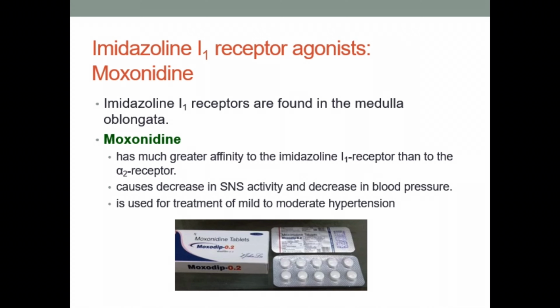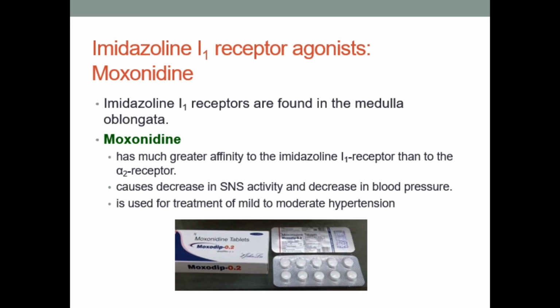there are two receptors there, alpha 2. That's the drugs, the centrally acting, that is the first generation, alpha methyldopa and clonidine. But there's another receptor which is called imidazoline I1 receptor, and the drug moxonidine has much greater affinity for this receptor, binds to it rather than alpha 2 receptor, and the same mechanism of action.